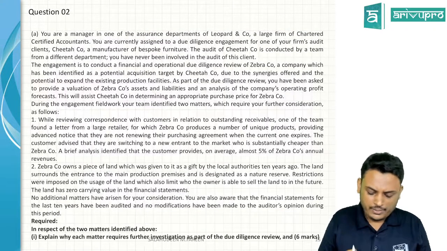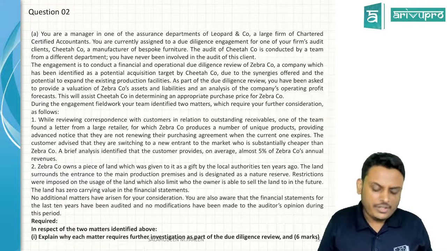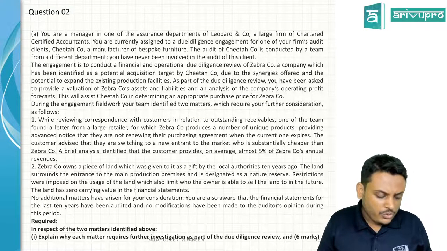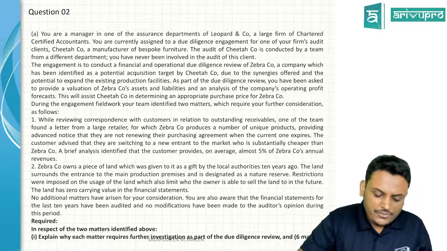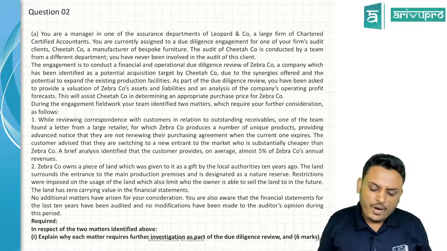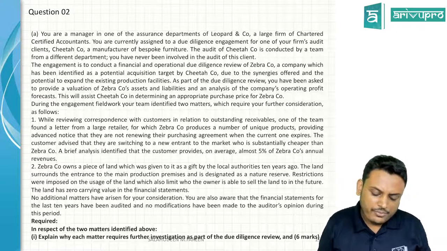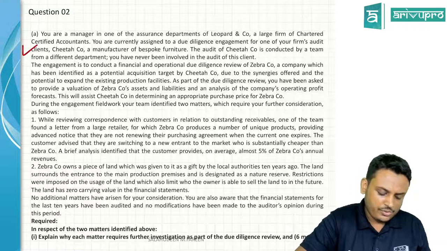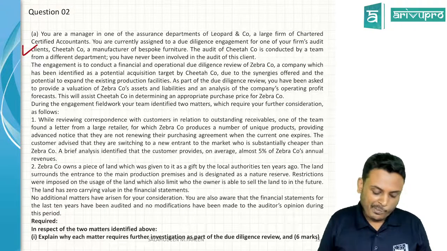Now let's move to question number two. You are the manager in one of the assurance departments of L and Company, a large firm of chartered accountants. You are currently assigned to a due diligence engagement for one of your firm's audit clients, Cheetah, a manufacturer of bespoke furniture. The audit of Cheetah Company is conducted by a team from different departments. You have never been involved in the audit of this client. So your firm is doing it, but a separate team.